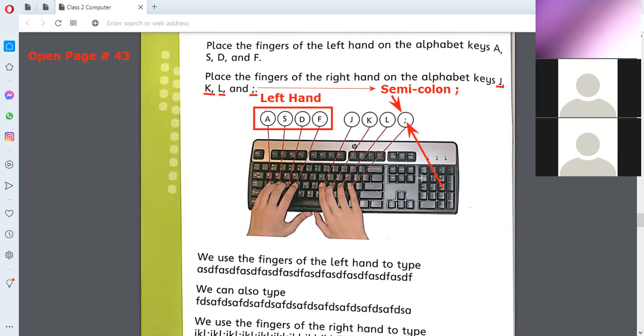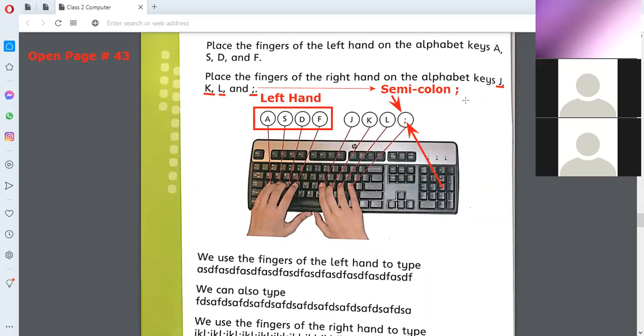Semi means half. So it's a semicolon. It's not a comma, it's not a dot, it's not a full stop. It's a semicolon. Now we see the placement of the fingers, for the left hand and the right hand.